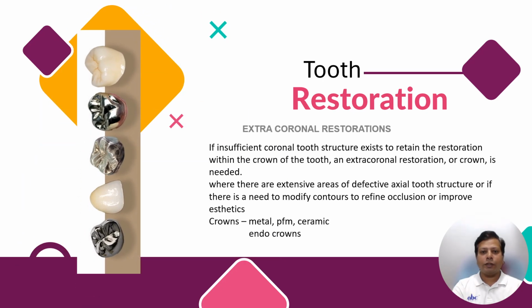Extracoronal restorations are considered when there is an insufficient amount of crown structure existing to retain the crown completely. Hence, a complete extracoronal restoration is planned. It is also used where there are extensive areas of defective axial tooth structure and there is a need to modify contours, occlusion, or improve aesthetics in particular cases. Examples are full crowns, which cover your metal, PFM and ceramic crowns, and crowns which extend into the radicular portion, those are the endocrown.